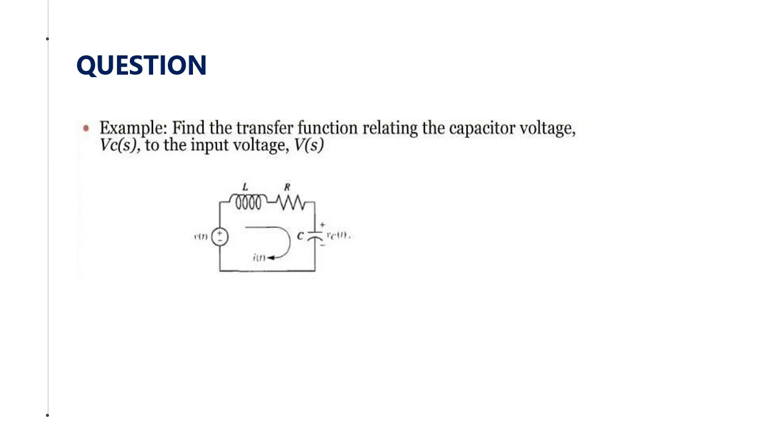In a given circuit, we have our input voltage, V of t. There are also three circuit elements which are connected in series with each other: an inductor, a resistor, and a capacitor. There's also an output voltage, that is the voltage across the capacitor, which is VC of t.